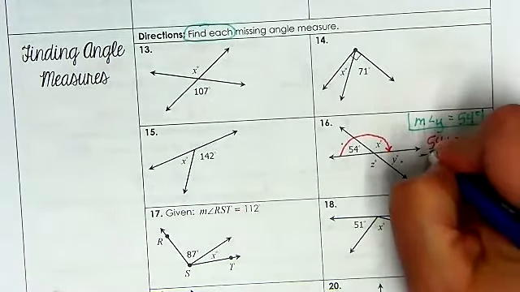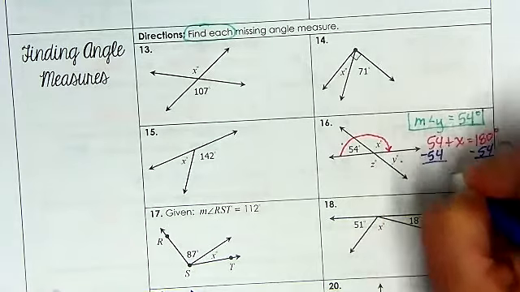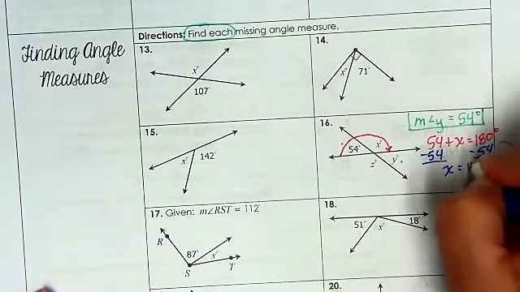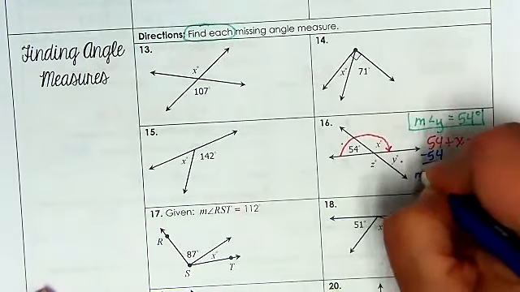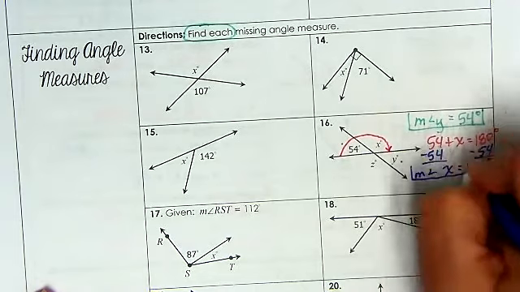So now we solve. I'm going to subtract 54 from both sides, and I'm going to get that X equals 126. So the measure of angle X equals 126 degrees.